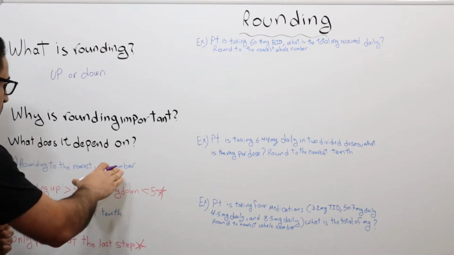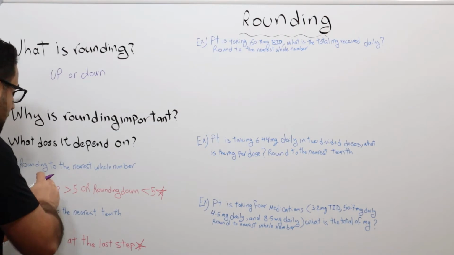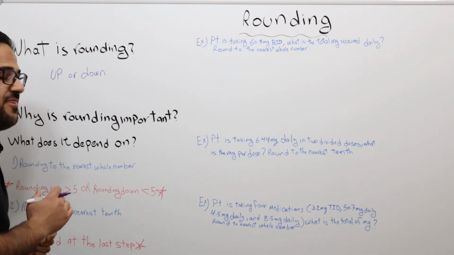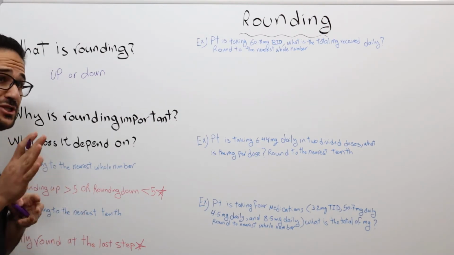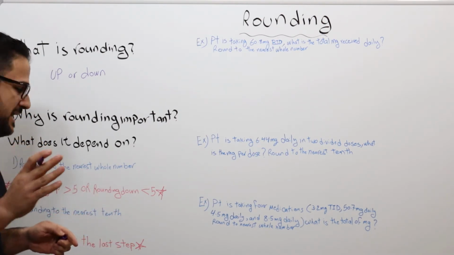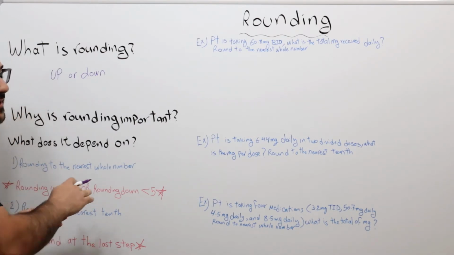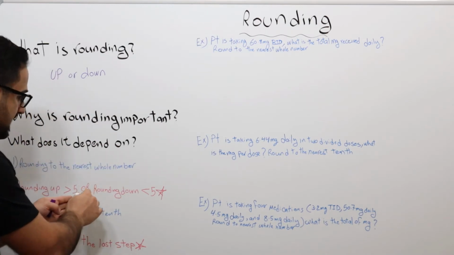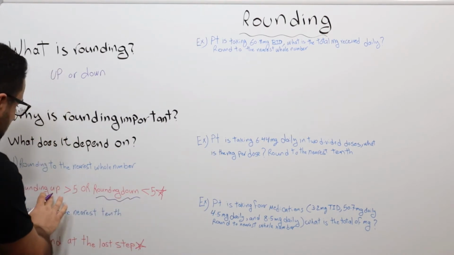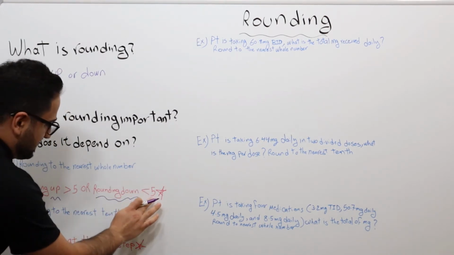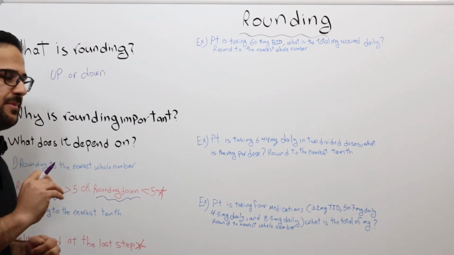And in addition to what the question is asking you, whether to round up or down depends on the number. I want you to pay attention to this, it's a rule that you have to keep in mind. If we have a number that is higher than 5, then we're going to round up. If it's less than 5, then we're going to round down. So if it's higher than 5, it's going to go up. If it's less than 5, we're going to go down.